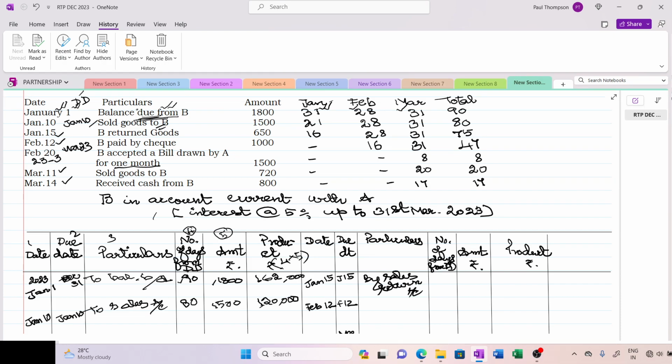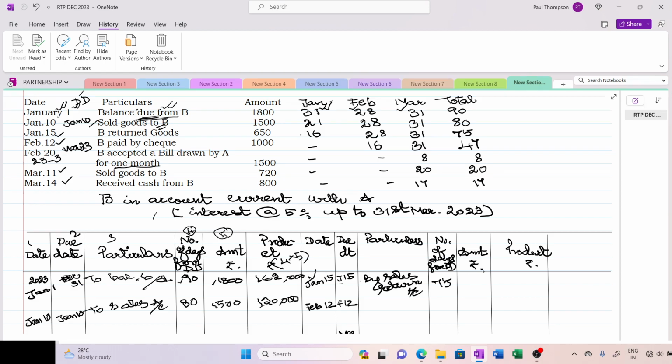Buy, sales, return account. Now, here also the due date is not given. So, we will be taking this date as the due date, January 15. So, in the month of January, 16 days were left, and 28 in February and 31 in March. You write like this and make the total. 75 days was the number of days from due date.